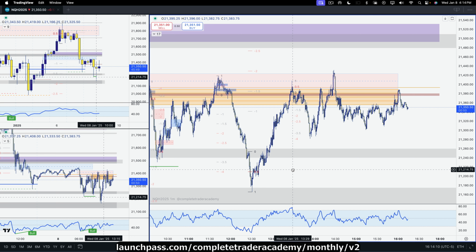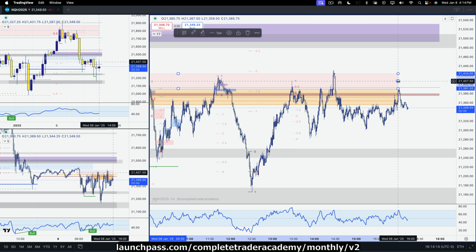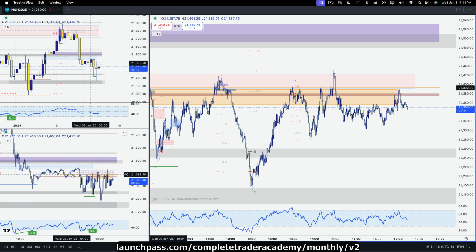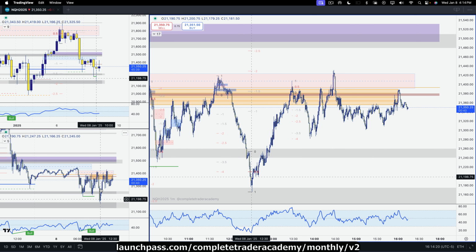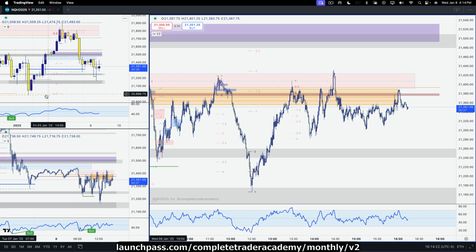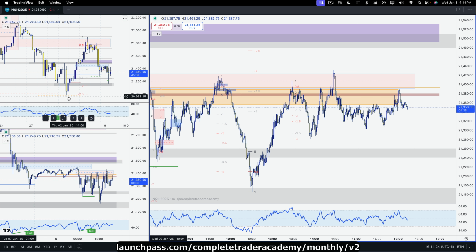But so far, this is still resistance, right? We're still respecting this imbalance right here. And I'm expecting another lower low and coming down into here and ultimately probably taking out the current month low, January, right? This is January 2nd.